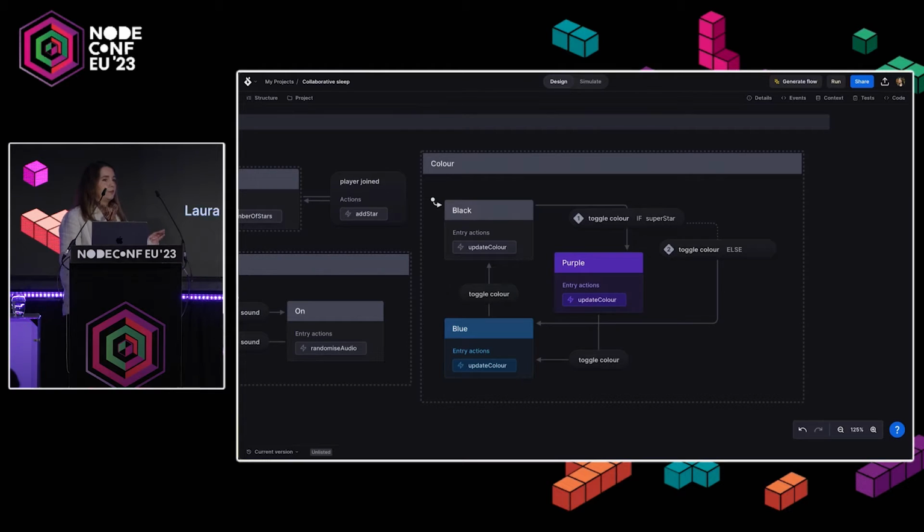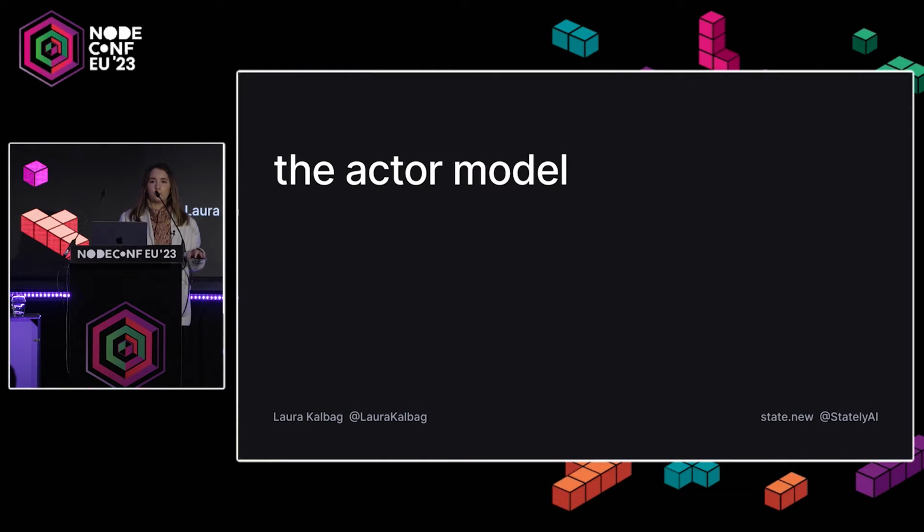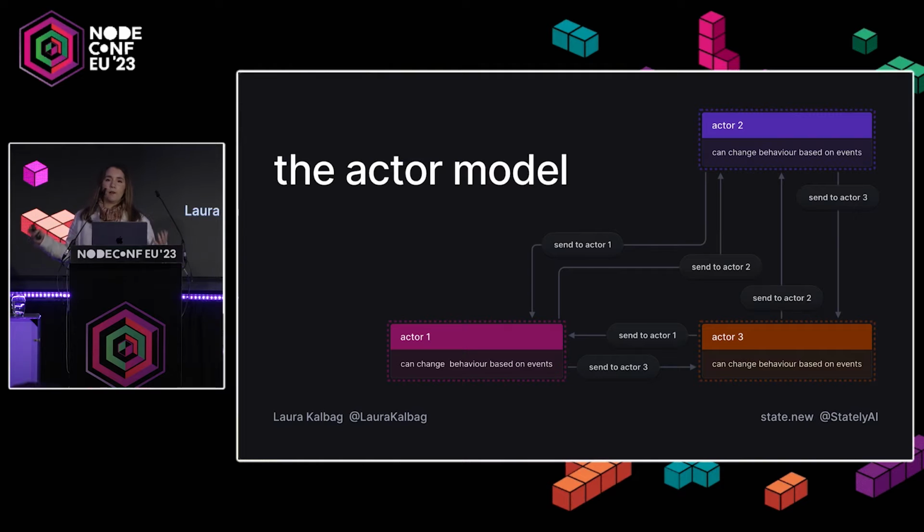So who here has heard of the actor model? I guess if you're a fan of event-driven architecture, you're probably going to have heard of it. And so the actor model works really well with state charts, because the actor model is where everything in your system is an actor, and an actor can send and receive events and change its behavior based on those events. So it's quite a clean way of architecting things in an event-driven way.